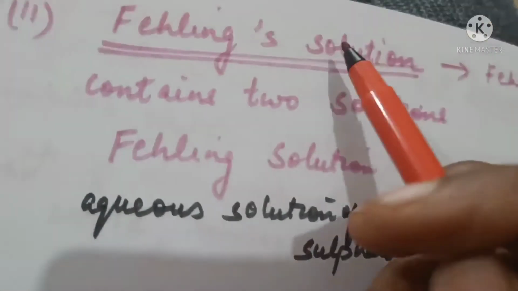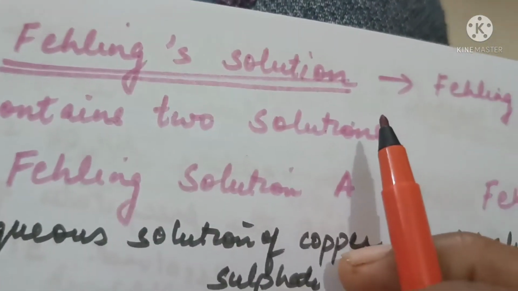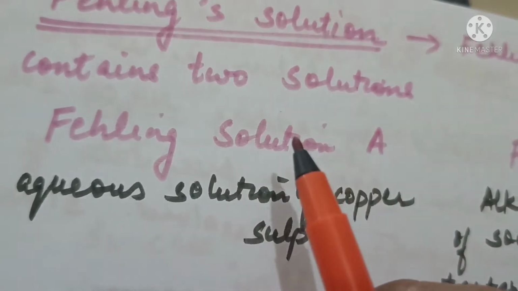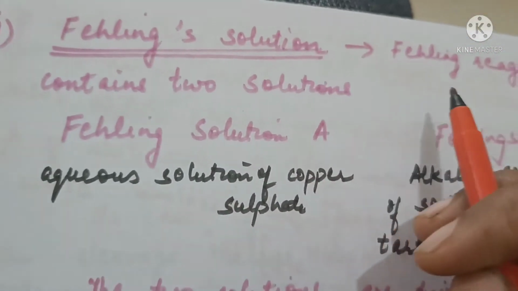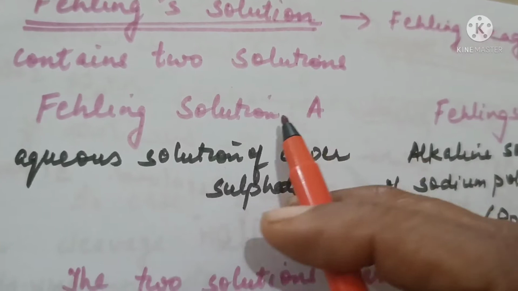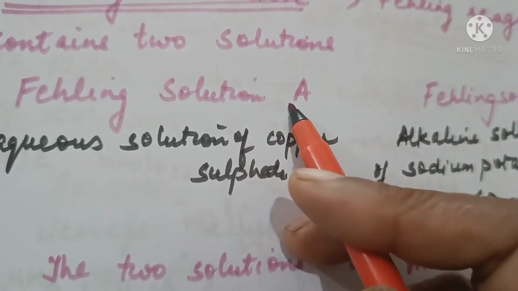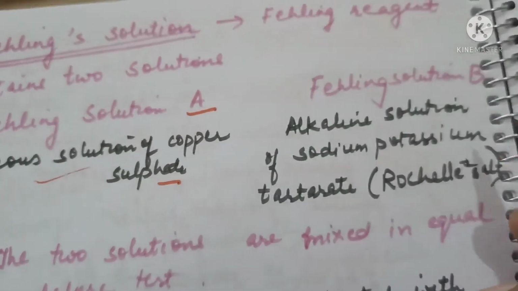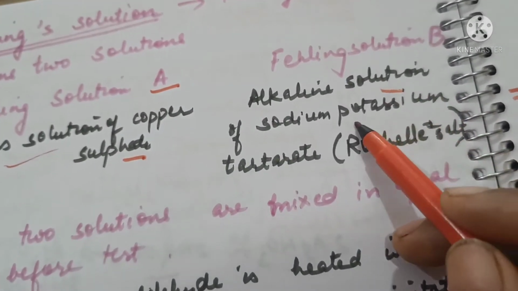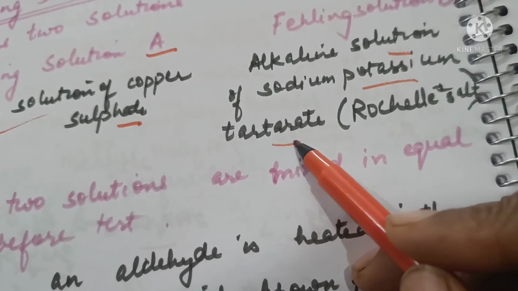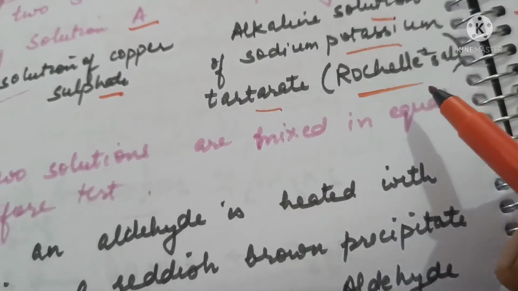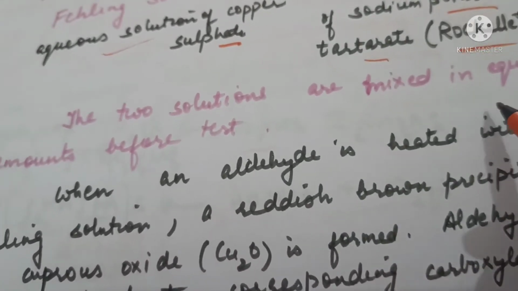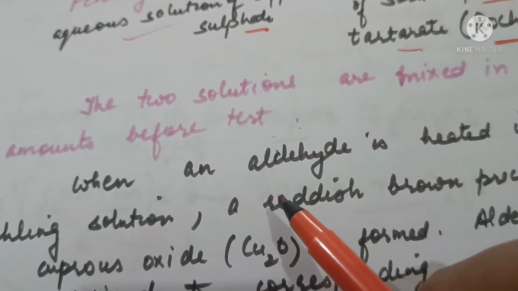Then Fehling solution also is reduced by aldehydes but not by ketones. So Fehling solution is actually a mixture of two solutions in equal amount. Fehling solution A, which is aqueous solution of copper sulfate, and Fehling solution B, which is alkaline solution of sodium potassium tartrate, also known as Rochelle's salt. So the two solutions are mixed in equal amounts before carrying out the test.